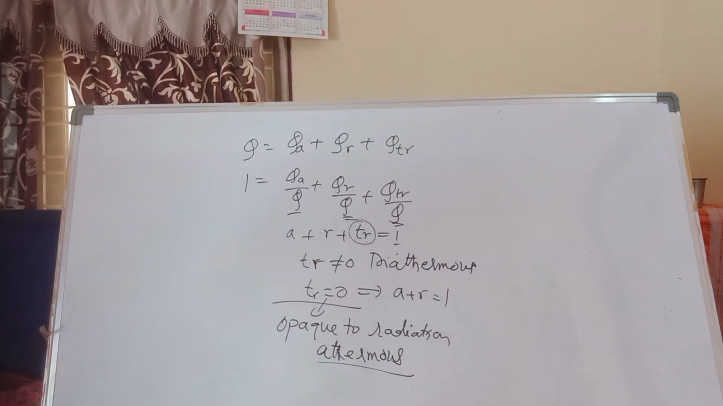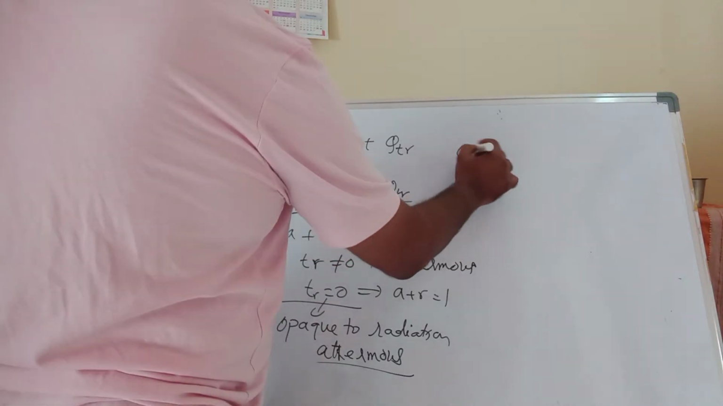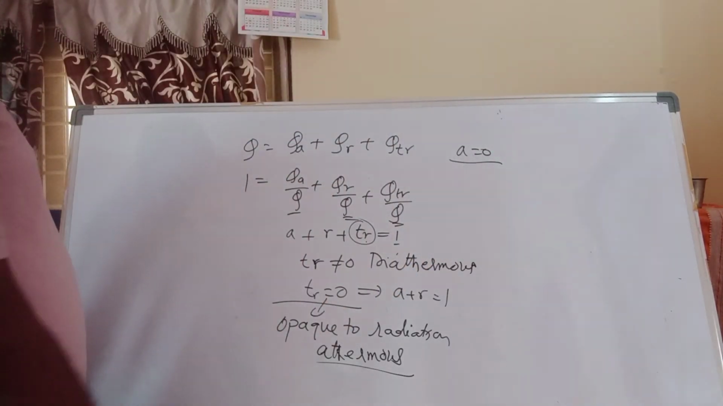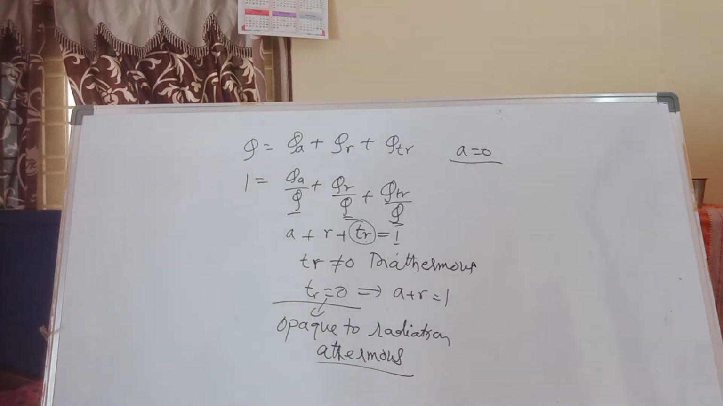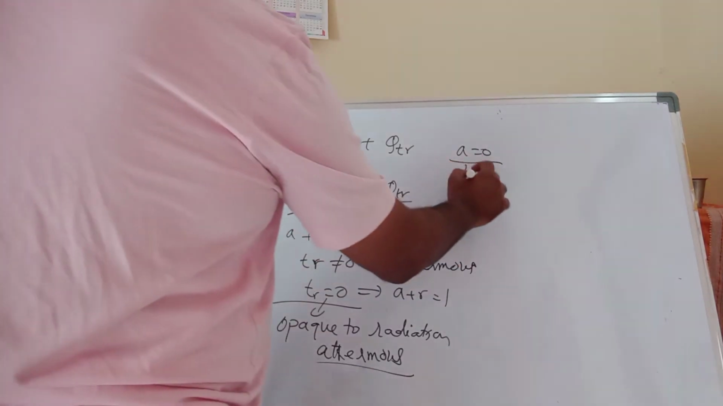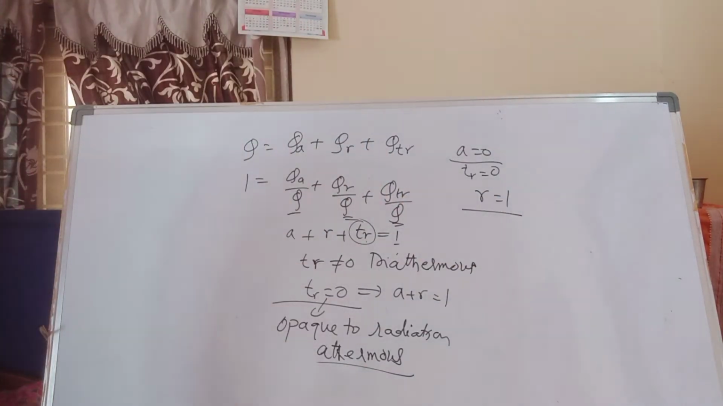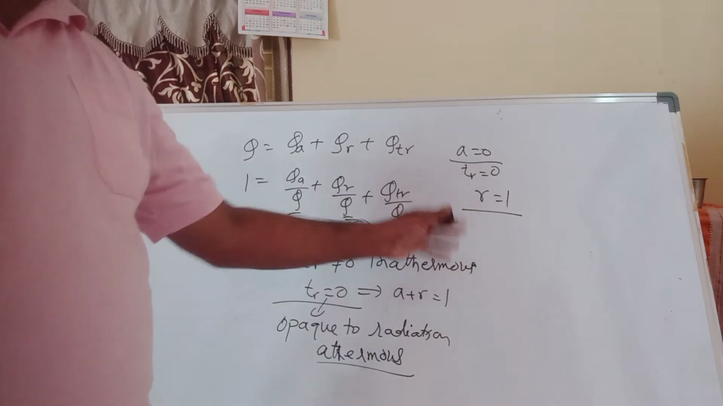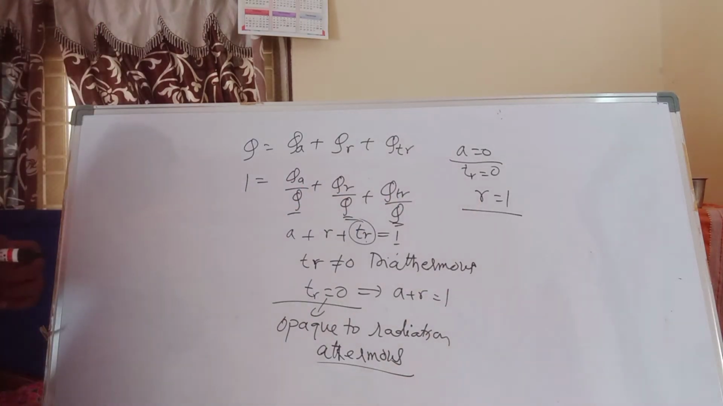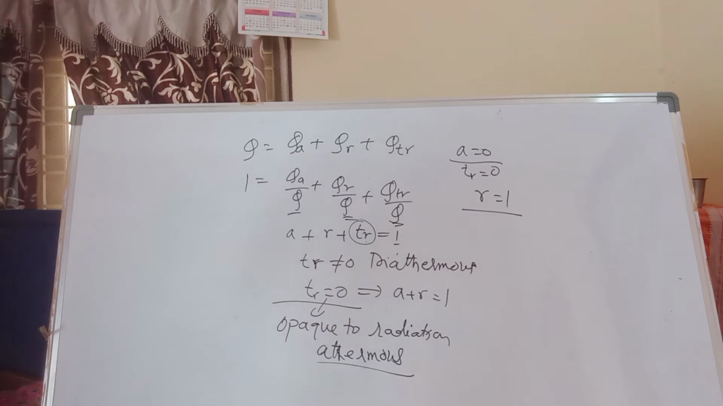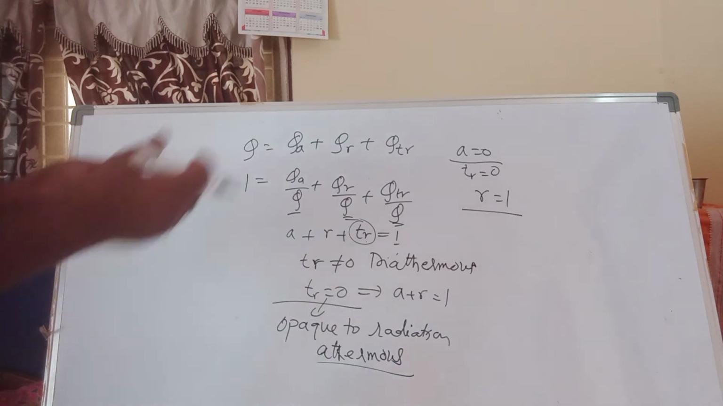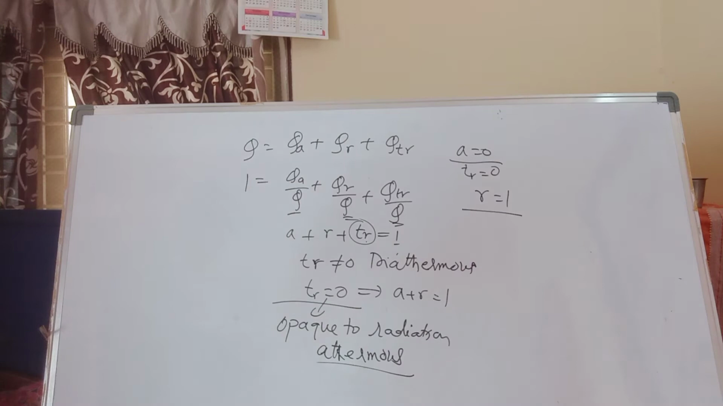There can be a situation where in the same equation A is equal to 0. Okay. A is equal to 0 and Tr is equal to 0. So it gives rise to R is equal to 1. So what is the meaning of this? Whatever heat you are giving to the substance, entire heat is reflected by the object. Okay. These are all in a mathematical way we are discussing.